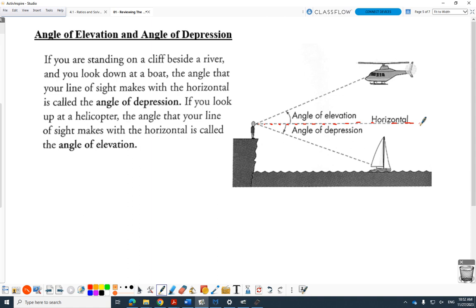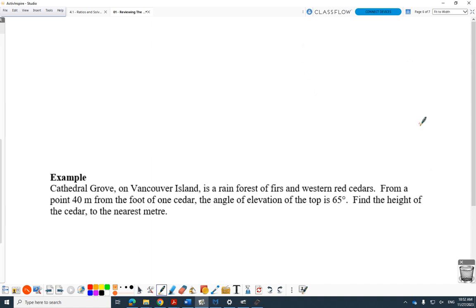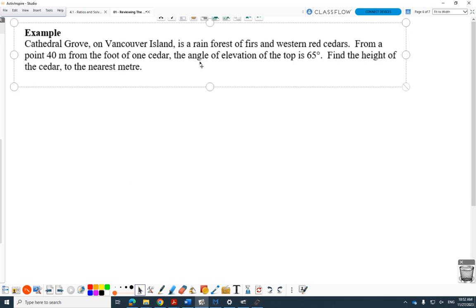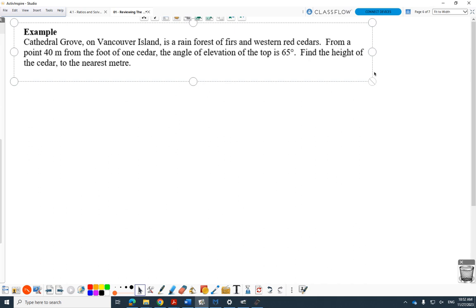So, does this ring a bell? Now you've got a nice diagram, if it doesn't, for angle of elevation, angle of depression. So 2 quick word problems. Cathedral Grove on Vancouver Island is a rainforest of firs and western red cedars. Irrelevant line. Math questions love stuff like this, where they give you some information that doesn't really matter. From a point 40 meters from the foot of one cedar, the angle of elevation to the top is 65.